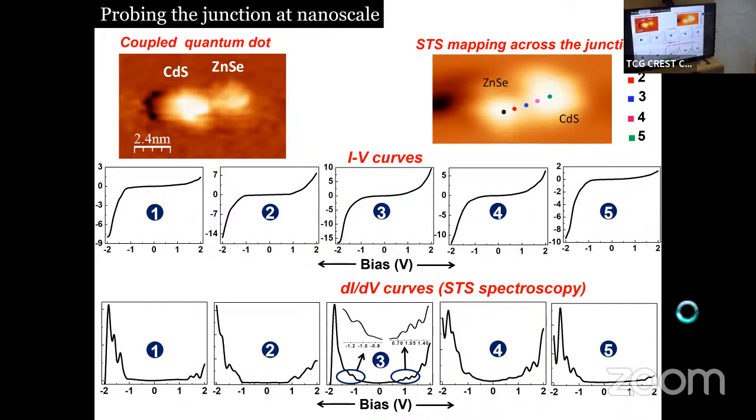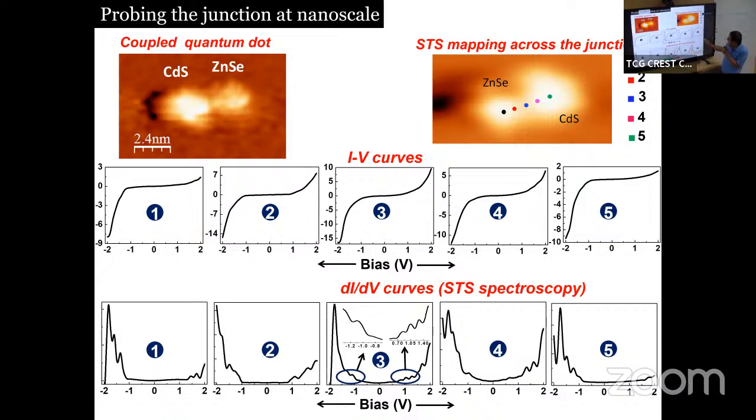So if the interface is determining the entire electronic property, it's very important to probe the interface. But how would I probe the interface at the local scale when the entire dimension of this coupled quantum dot is 5 nanometer? So we took the help of STM. Of course, the STM expert is sitting here. So we started to take spectroscopy across the junction at different points. This is called dI/dV spectroscopy.